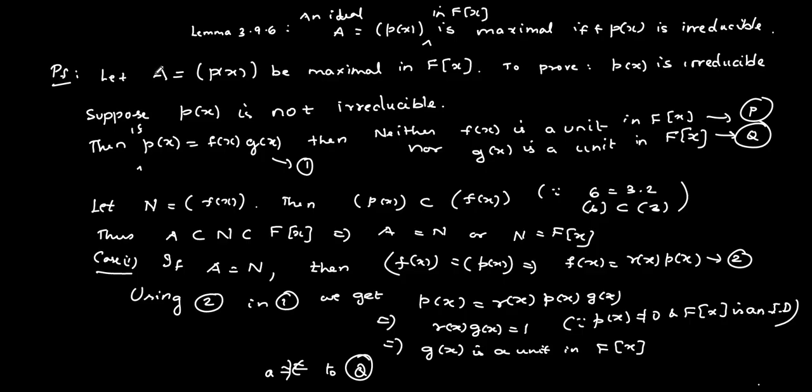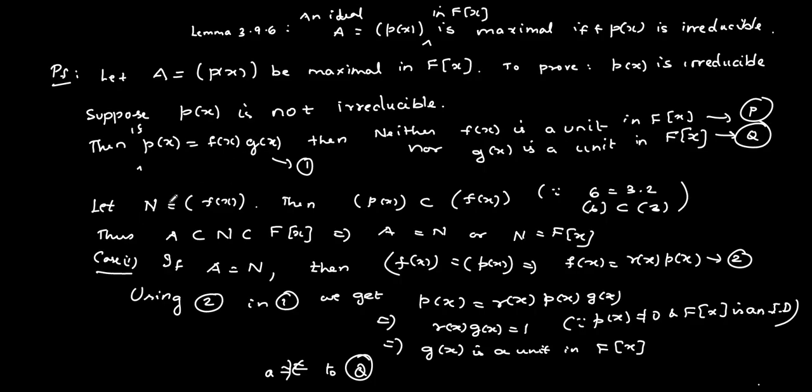Now, first we will assume that A generated by p of x is maximal in F[x] and prove that this p of x is irreducible. Suppose p of x is not irreducible. That means p of x can be written as f of x into g of x, in which neither f of x is a unit nor g of x is a unit. If it is irreducible, it means either this or this is a unit. We have assumed that to be not irreducible. So that means neither this nor this is a unit.